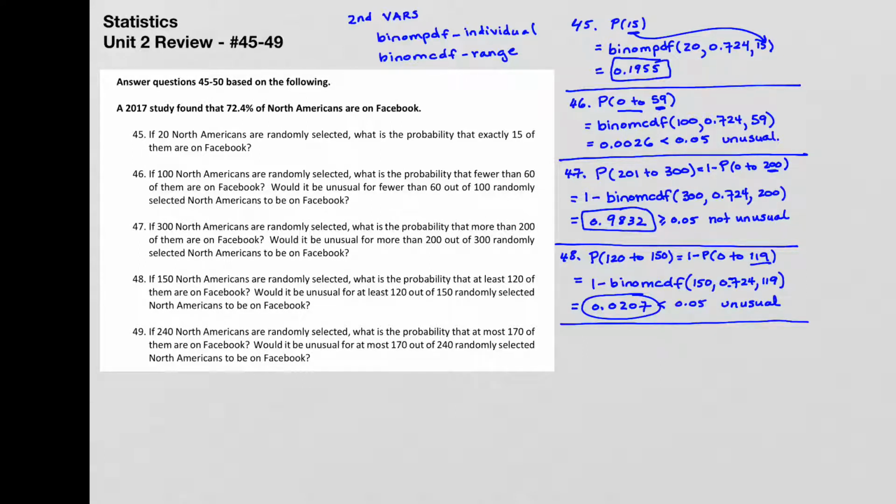And now one more, 49. In this problem, it says if 240 North Americans are randomly selected, what is the probability that at most 170 of them are on Facebook? So, we're finding the probability of anywhere from 0 to 170. And do I have to do the 1 minus? I don't, because it's already starting at 0 to whatever. So I like to call that calculator ready. So we're ready to put that in, and we're going to do binom CDF.